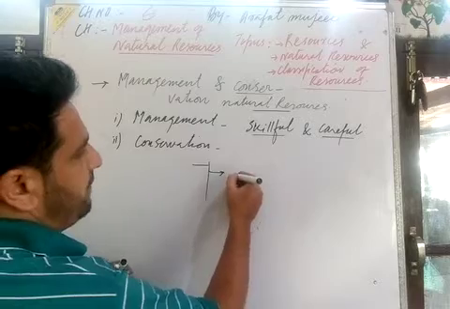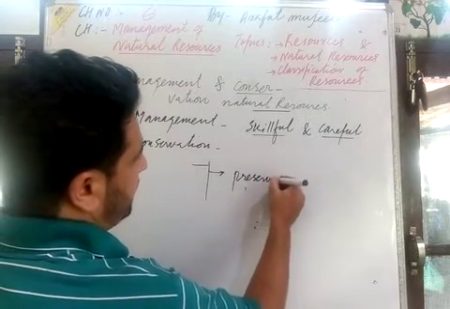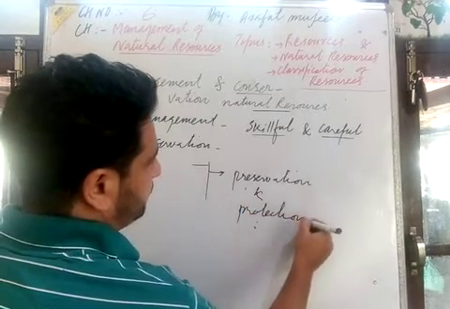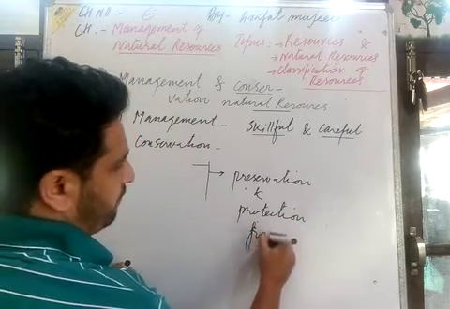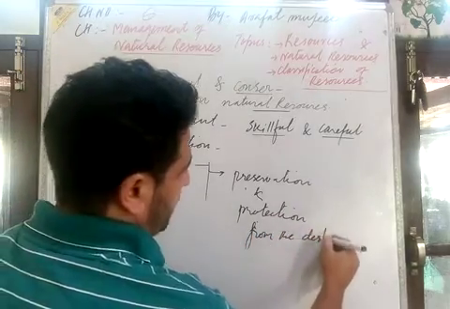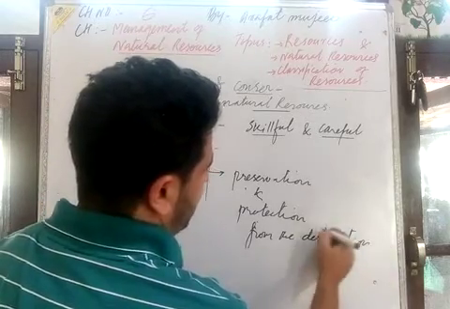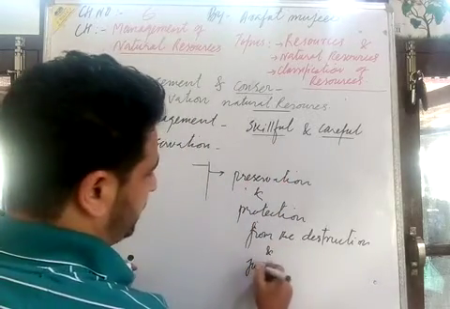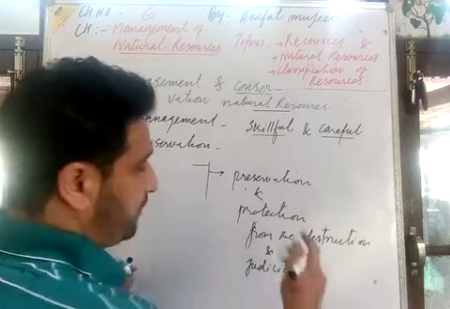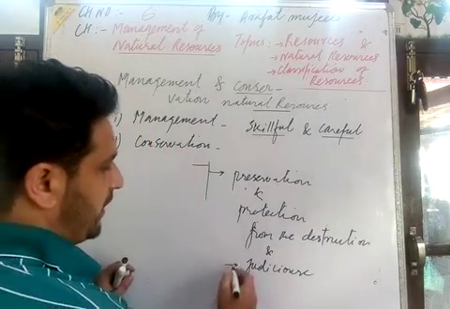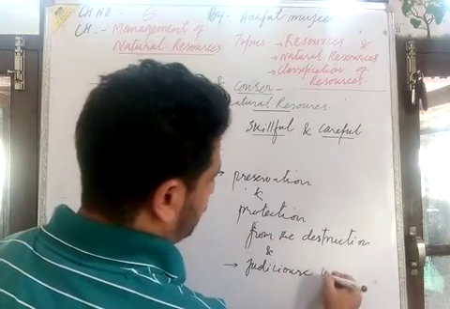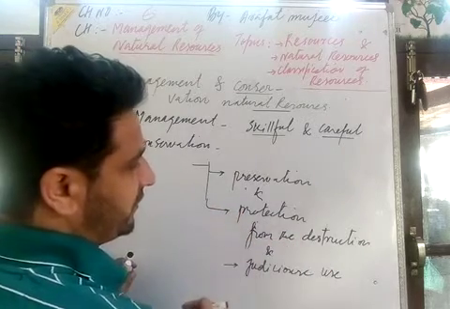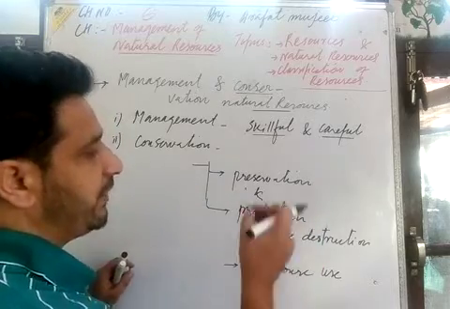What will come under conservation first: when you are going for preservation and protection from destruction, saving it from harm, protecting it and also preserving it. And judicious, we will not just use it up; there should be judicious use. When there is preservation, there is protection from its destruction, overuse, over exploitation, and natural disasters.